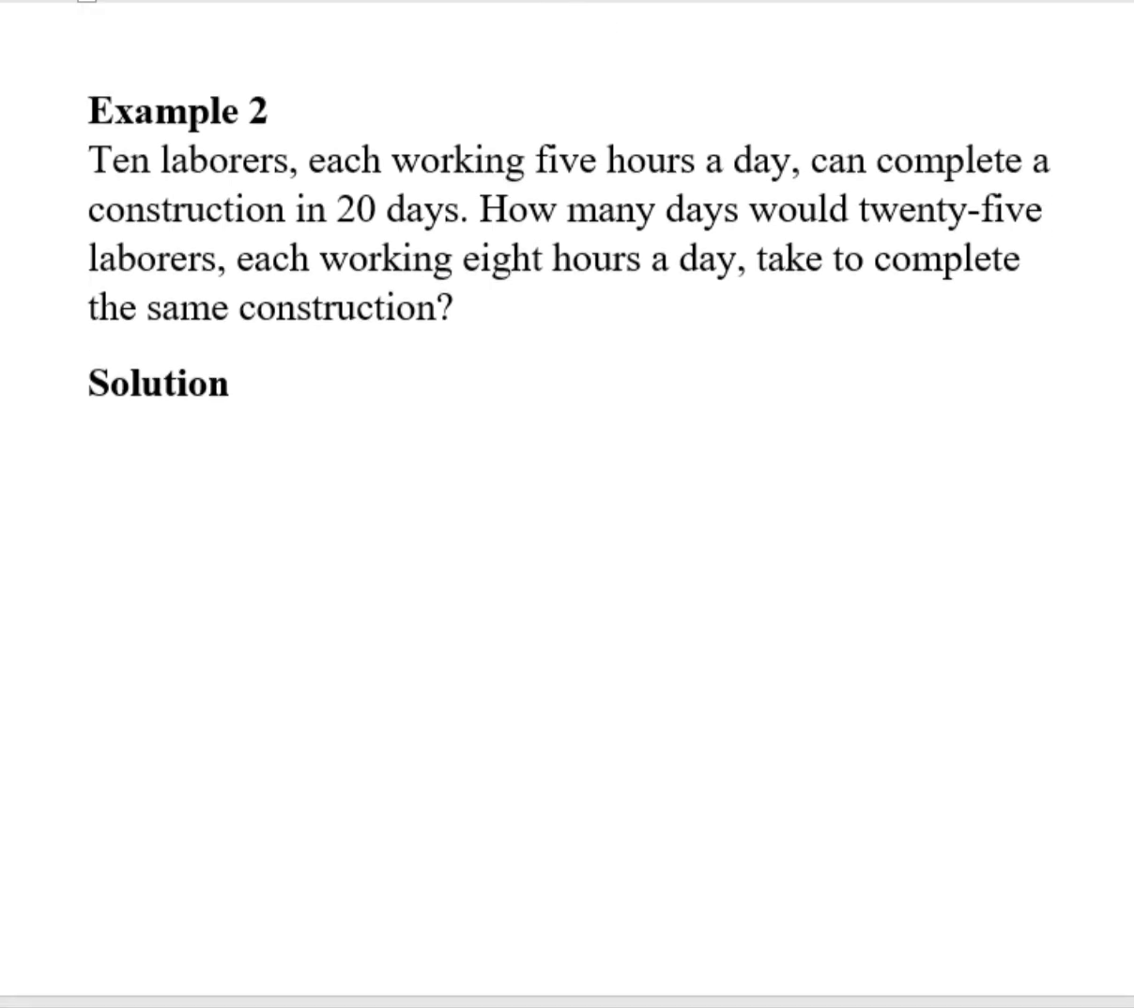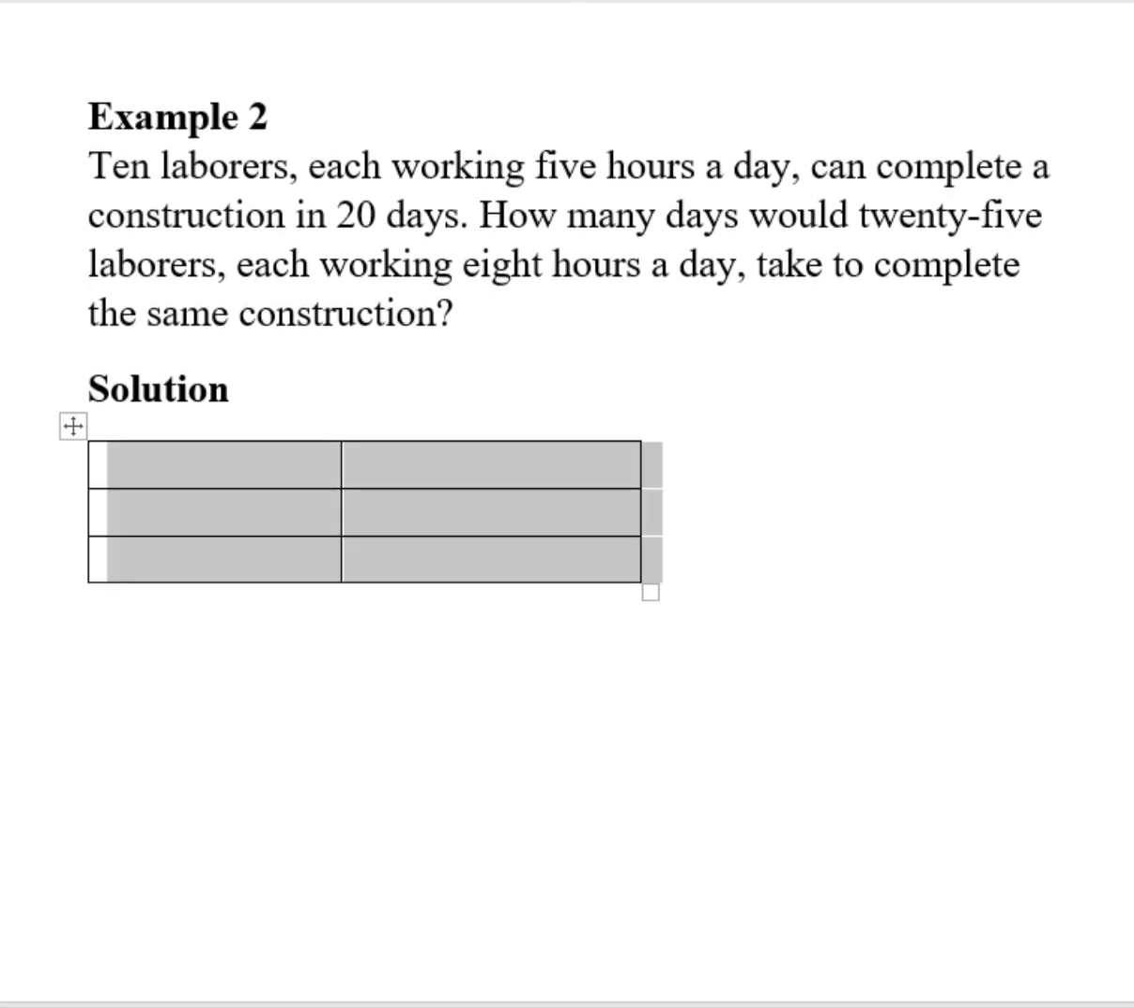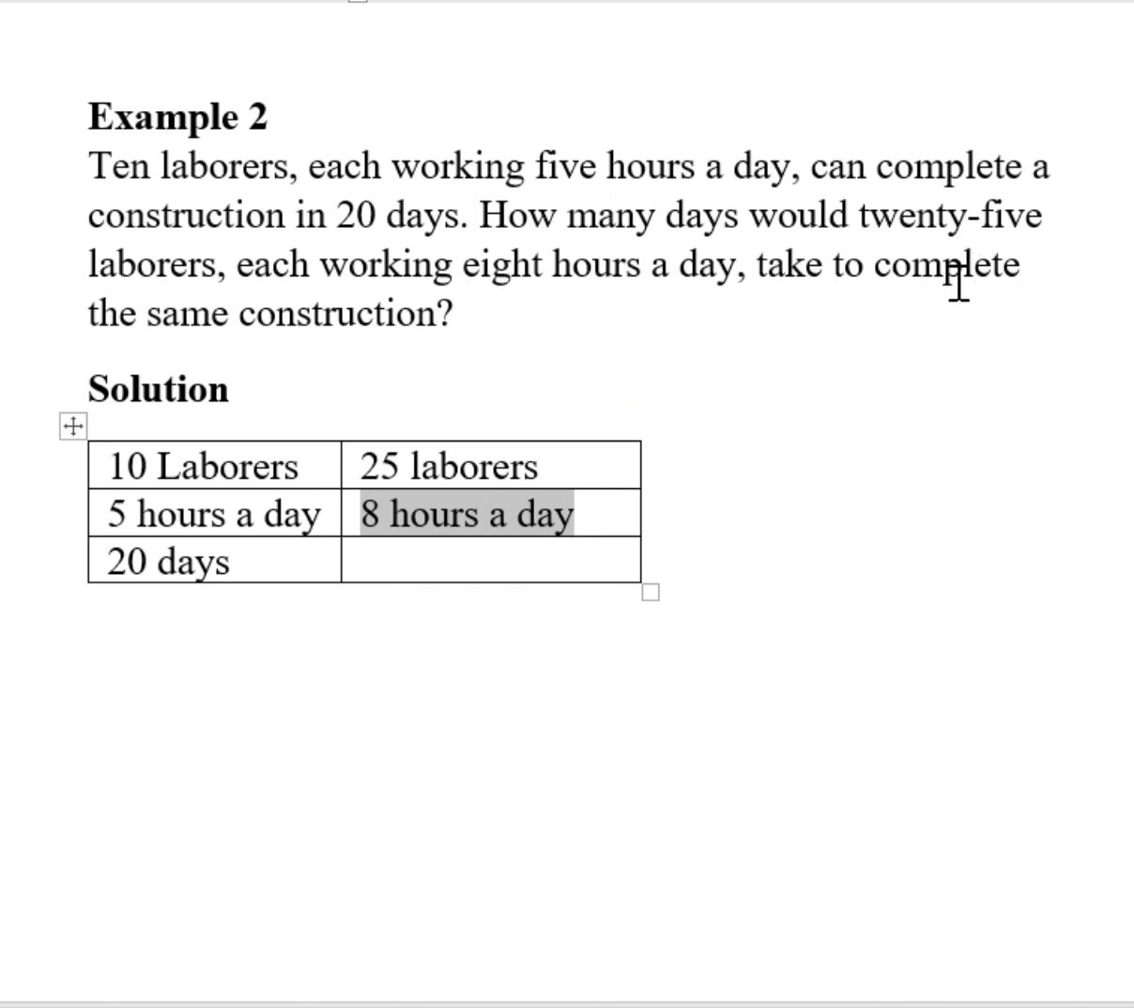So let's start with the table I said. So we have 10 laborers. I'll write 10 laborers here, each working 5 hours a day. I write 5 hours a day here, and complete a construction in 20 days. So I write 20 days here. How many days would 25 laborers, so I write 25 laborers here, each working 8 hours a day, write 8 hours a day here, take to complete the same construction? So this is what we are looking for.